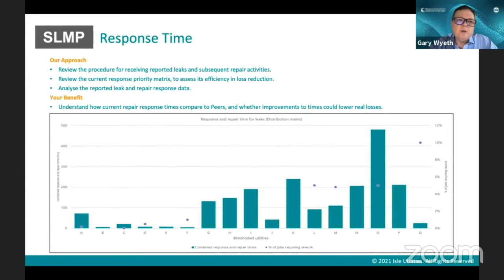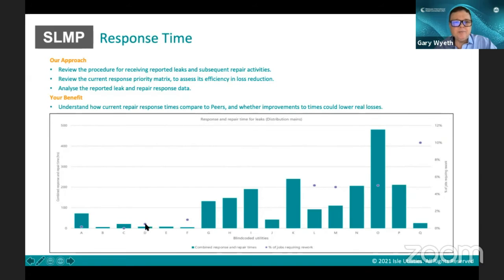Response time. We've talked about active leak detection, going out and finding those buried leaks and even the visible reported leaks. We need to be repairing those as quickly as possible, to make sure that we are not losing water that we know about from these leaks. From our benchmarking program, you can see some typical responses, where some water utilities are reporting up here nearly 500 hours to repair a leak, down to an average around here of about 200 hours.